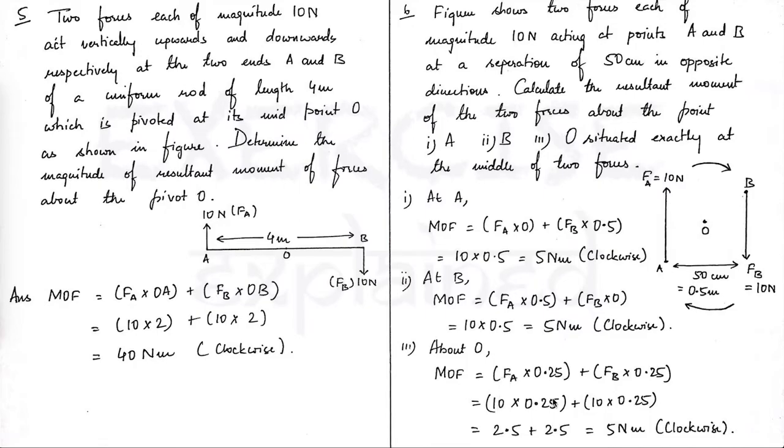So 10 into 0.25 plus 10 into 0.25. So 10 into 0.25 is 2.5. Again 10 into 0.25 is 2.5. So 2.5 plus 2.5 gives me 5 Newton meters. And let us check out the direction. This is acting like this. So it will go the way my mouse is going for FA, as well as for FB, it is going like this. So it will again go the way my mouse is going. So you can see both are clockwise. So we can write the direction as clockwise.